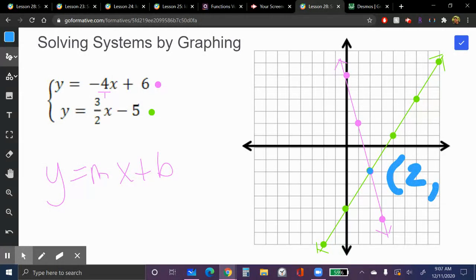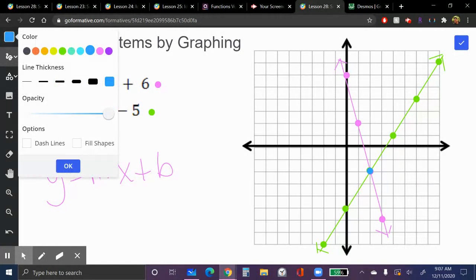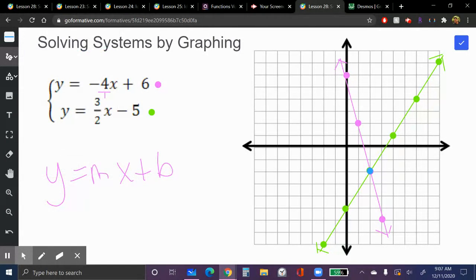Let me change the thickness so it looks better. There we go. 2, negative 2. Again, it has to be in parentheses, and the comma has to be there. You're going to type in your answer, though. You're not going to write it there. You can just type it 2, negative 2. So basically it's graphing two lines and seeing where they intersect.